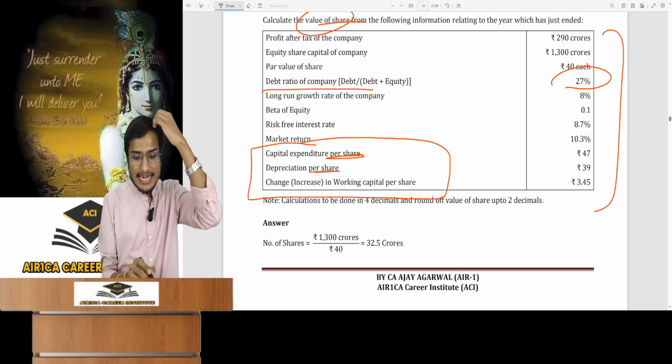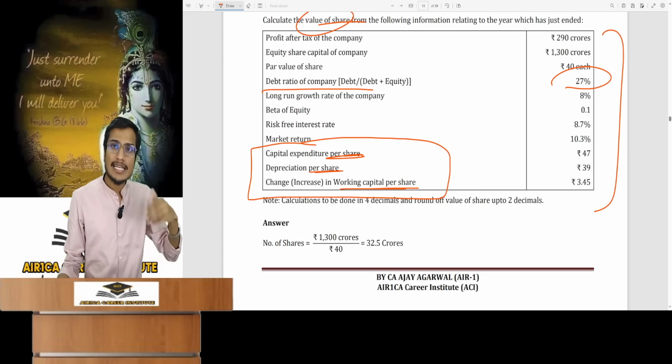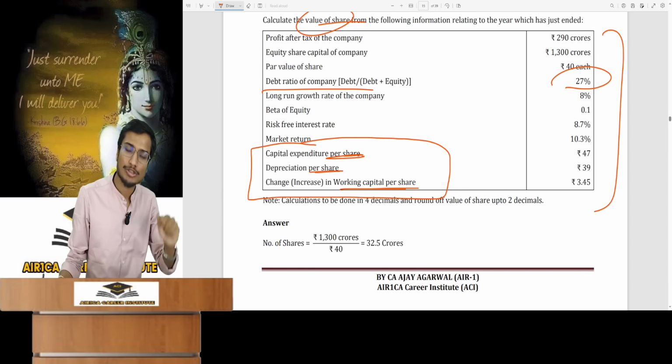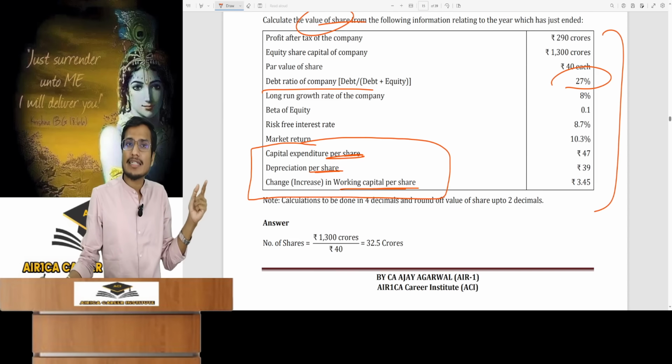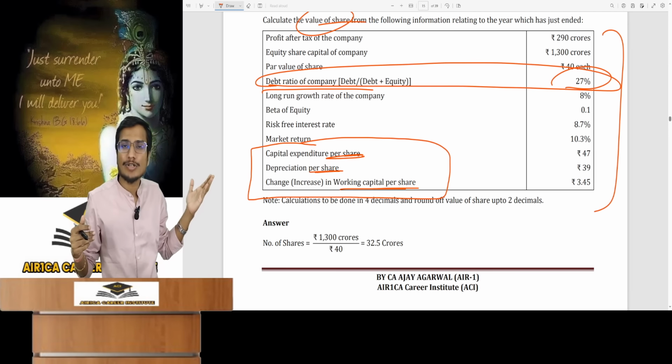Second point, the biggest mistake students make in this question by using their own logic is this: capex per share, depreciation per share, and working capital per share are given here. There are some overly smart people who think they have gained knowledge, and they misapply it here. They typically say that the capex and working capital change per share is provided, so we don't need the debt ratio, right? It has directly given the share of equity holders.